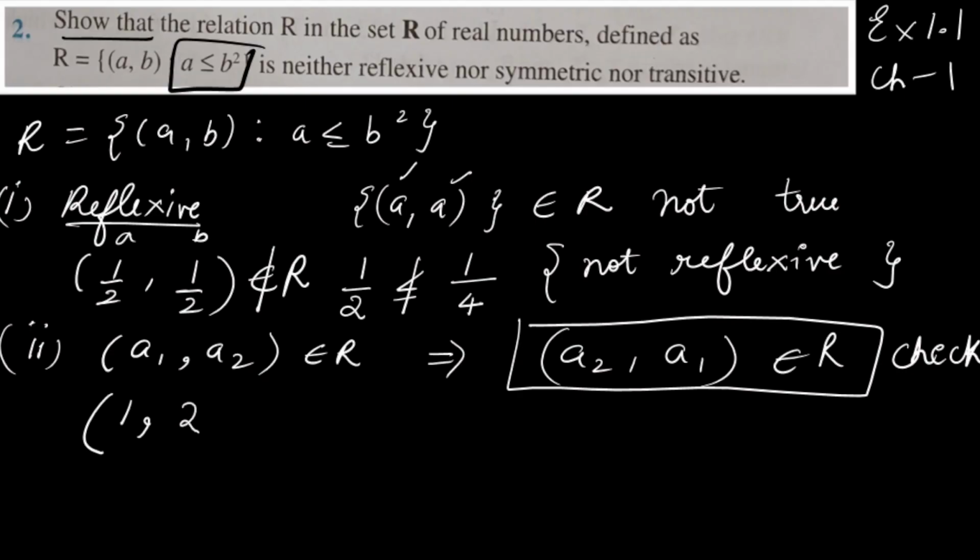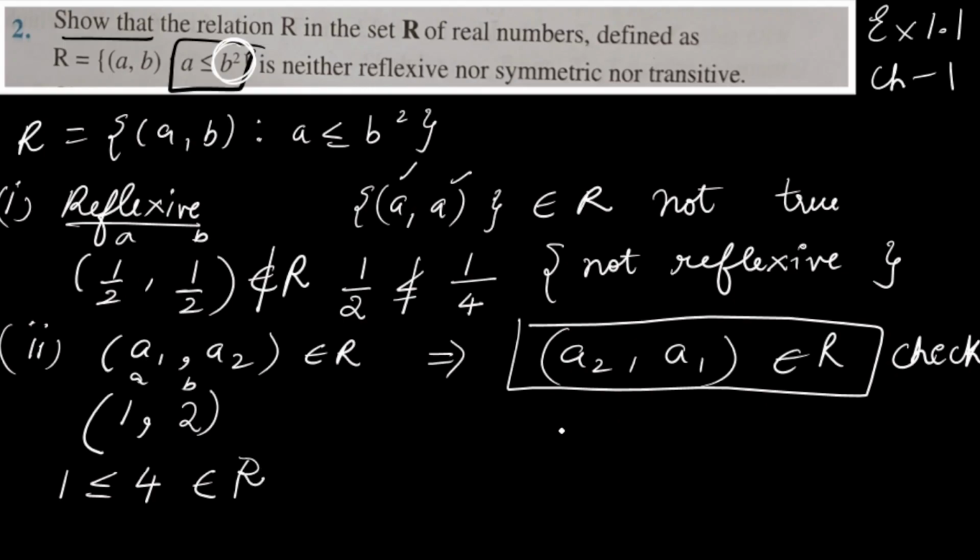You can see here, if I have (1, 2), I know 1 is less than or equal to 2². 2² means 4. See, b² is what is mentioned here: this is a, this is b. So the square of b, that means the square of 2, is 4. So 1 is less than or equal to 4. This pair belongs to the given relation R.